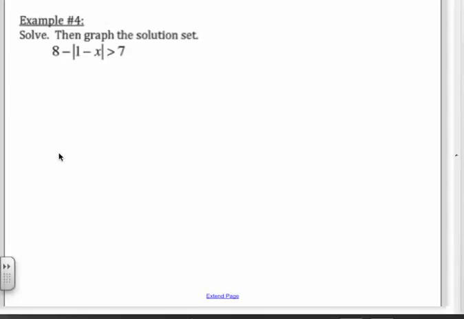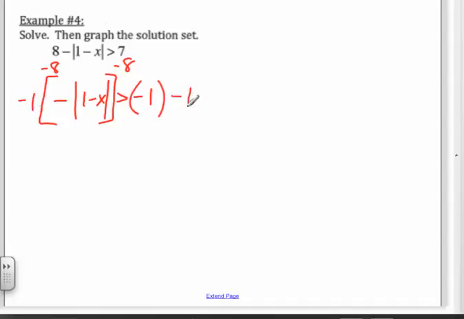So we need to subtract 8 from both sides, and now I have the opposite of the absolute value of 1 minus x is greater than negative 1. Now absolute value can't be negative, but I'm not done yet. I need to multiply this entire side by negative 1 because I got the negative out front of the absolute value, and I need to multiply this side by negative 1. Now, when I multiply this by negative, these negatives become positive, and I just get the absolute value of 1 minus x. And I multiply the other side by negative 1, and I'm going to get positive 1.